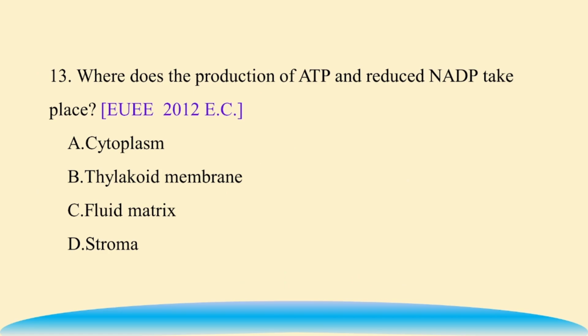Question number 13. Where does the production of ATP and reduced NADP take place? A. Cytoplasm. B. Thylakoid membrane. C. Fluid matrix. D. Stroma.